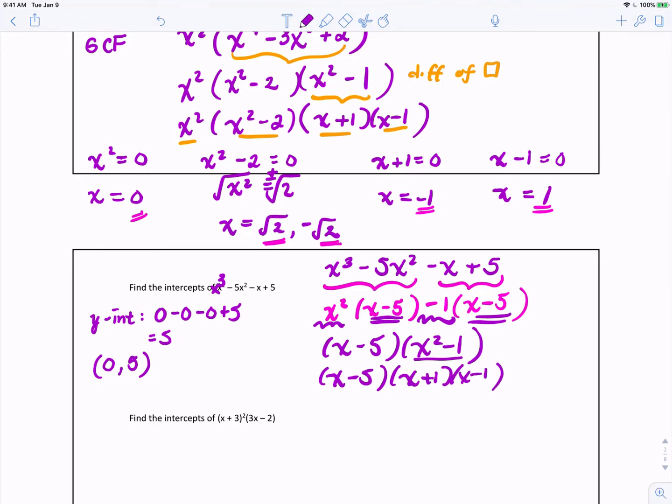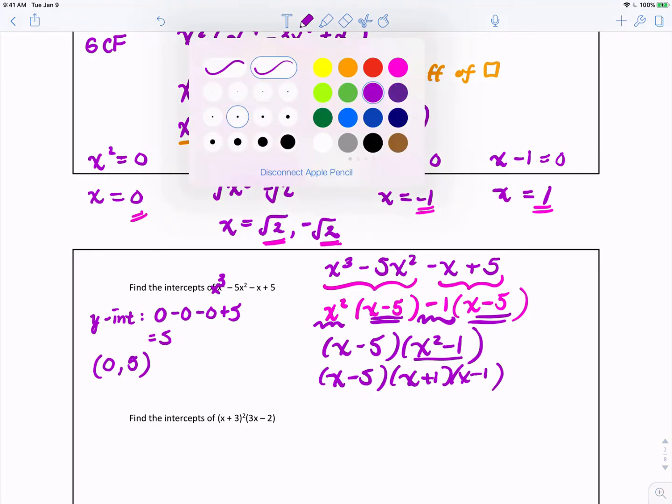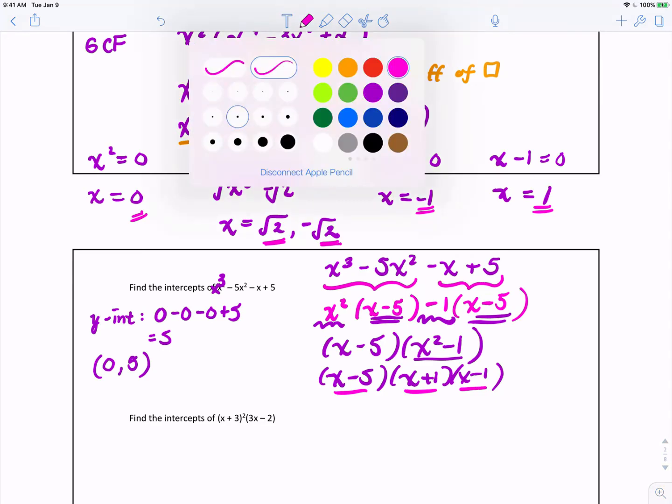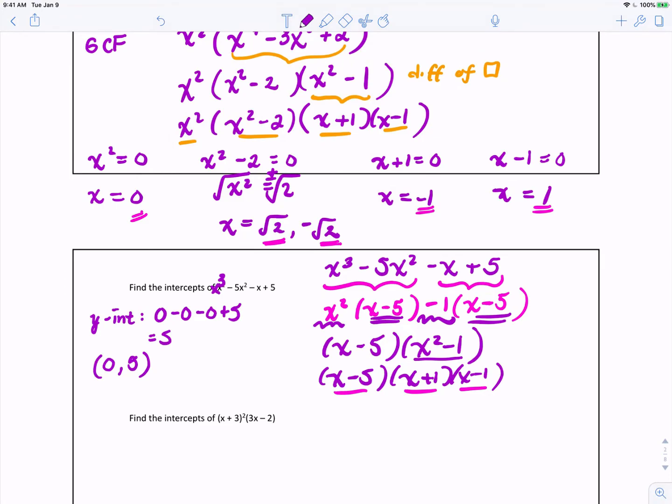Now, we don't stop just because we've done the factoring. What we need to do is take these factors, and there's 1, 2, 3 of them, set them equal to 0, and find the intercepts. So I'm going to let you do that. Okay, so go ahead and just like the last example, take each of those factors and set them equal to 0 and see if you can find the 3 x-intercepts.